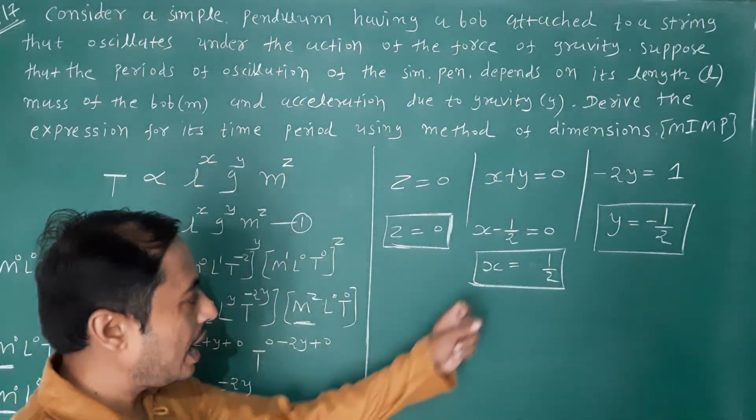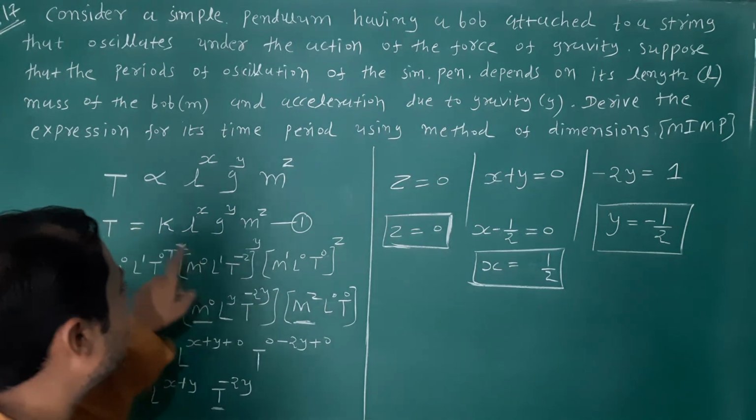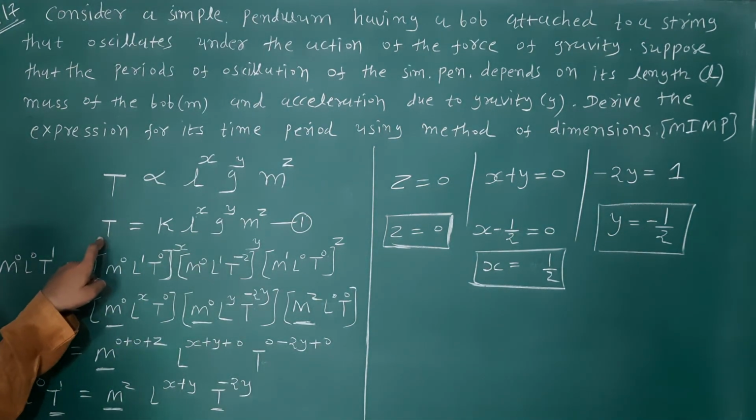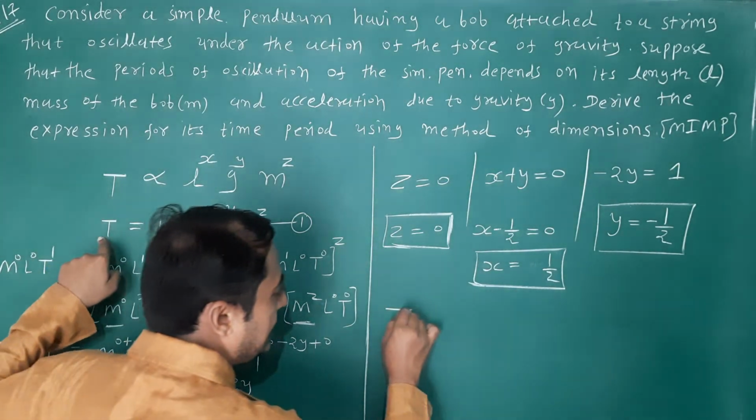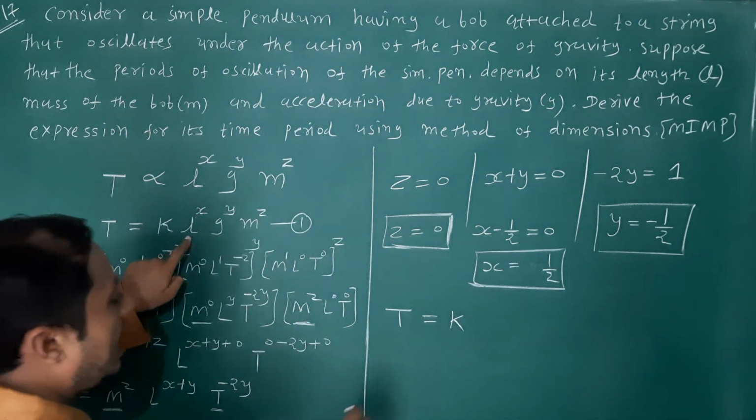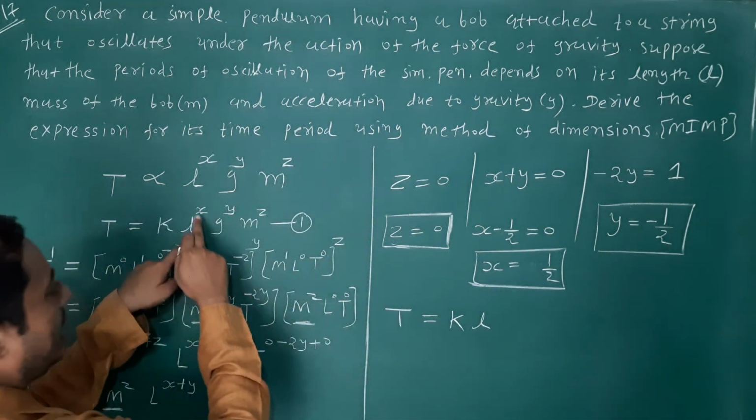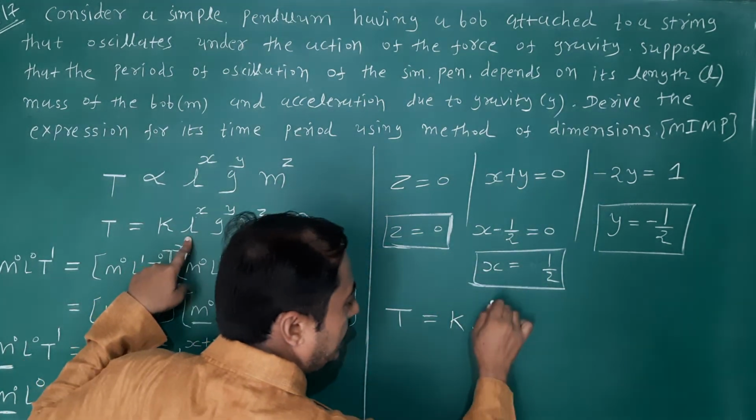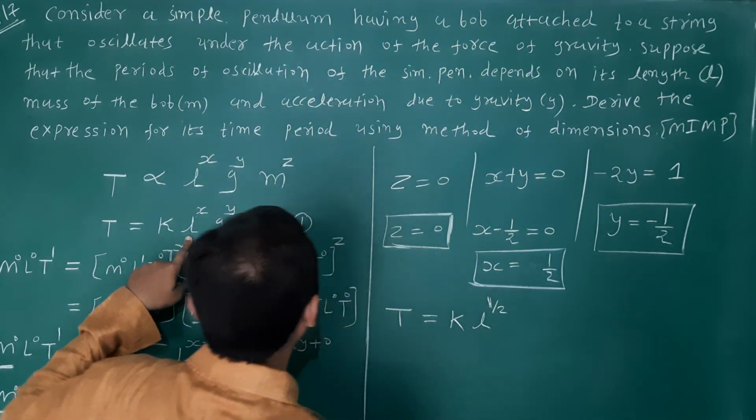So the values of x, y and z are substituted in equation number one. So we get T is equal to K, a constant, L raised to x, where x is equal to 1 by 2.